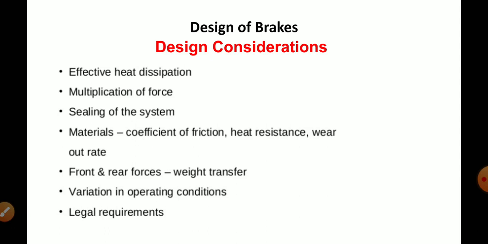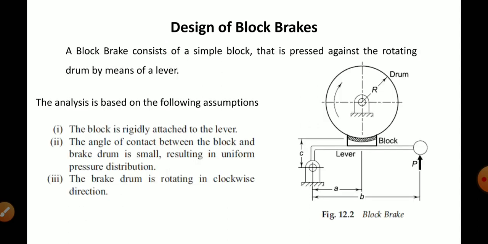As we discussed in the previous lecture, these are the few points that we have to consider while designing the brakes: the effective heat dissipation, the multiplication of the force, the sealing of the system, the materials, the coefficient of friction, heat resistance, and wear rate of the material. Also the front and rear forces, that means the weight transfer coefficient, the variation in the operating conditions, and legal requirements are things that we have to consider while designing the brake.